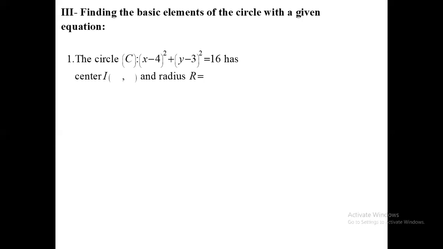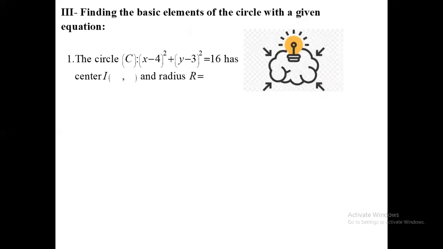In the previous session, we studied how to find the equation of a circle if you are given its center and radius. But now, let's do the converse. What if the equation of the circle is given? Can you find its basic elements? That is, can you find the center and the radius? Consider this circle C: (x - 4)² + (y - 3)² = 16. Can you find its center and the value of its radius?